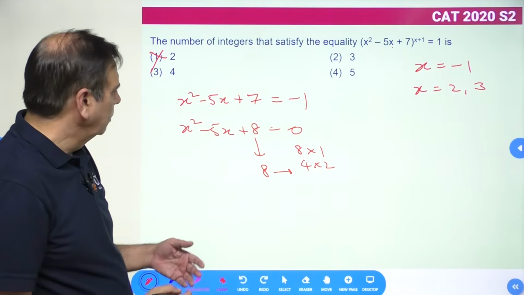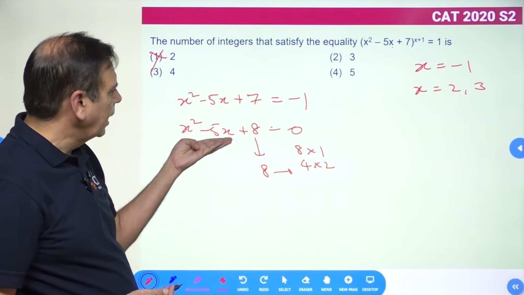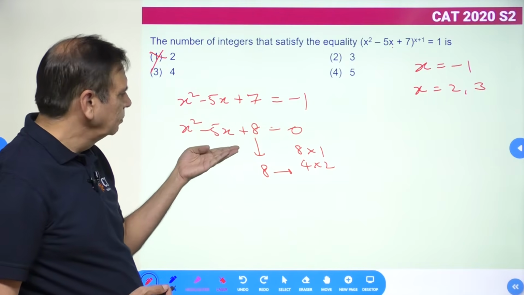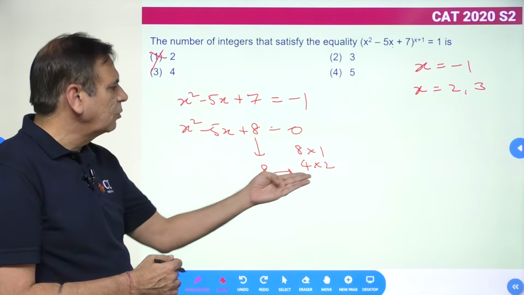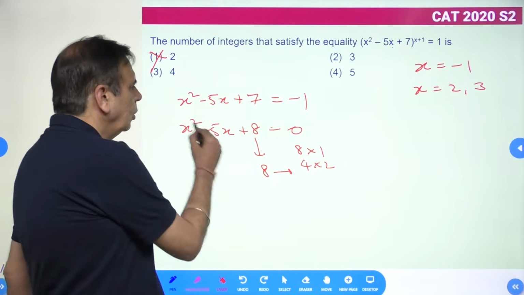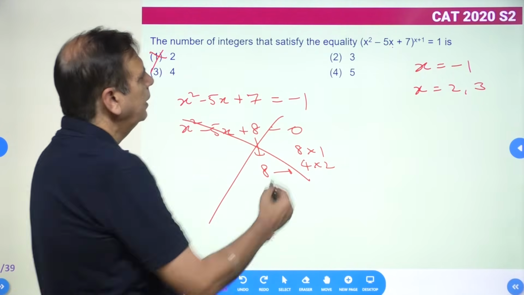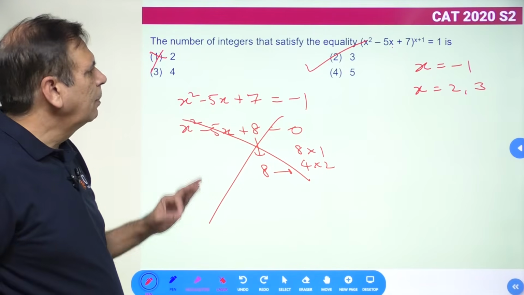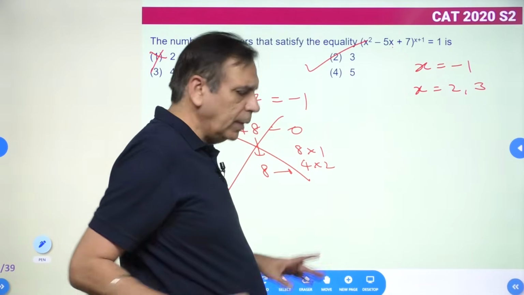So when you're looking at the sum here: 8 plus 1, 4 plus 2, minus 8 plus 1, minus 8 minus 1, minus 4 minus 2, not possible. So no solutions here. So how many solutions? 3 solutions. Please remember these questions, 3 cases have to be solved.